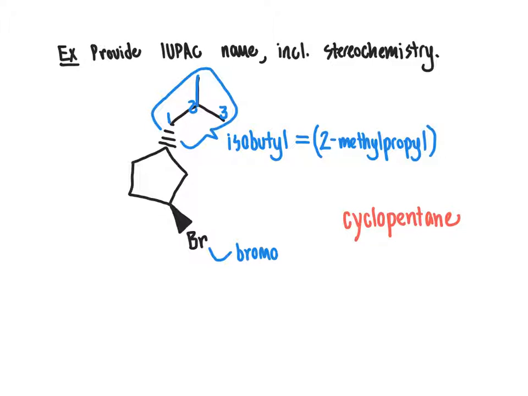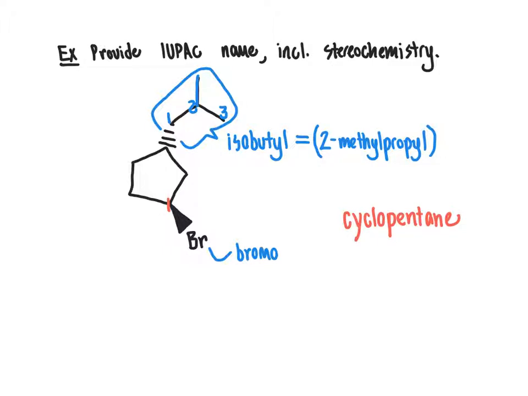In order to decide how we want to number our ring, we're going to start numbering the ring at which carbon atom has a branch coming off of it that comes first in the alphabet. So we're looking at isobutyl versus bromo. B for bromine certainly comes first in the alphabet, so we're going to put that carbon of the ring as carbon number 1.